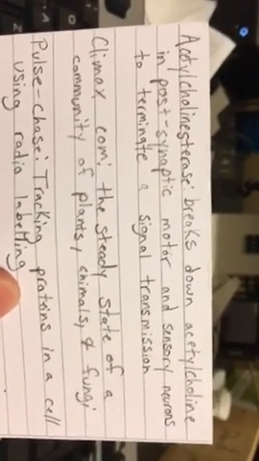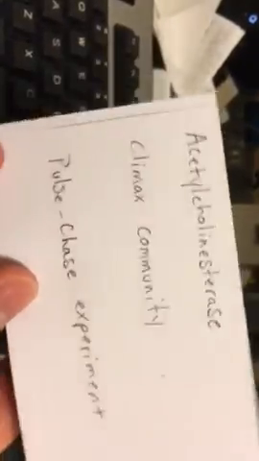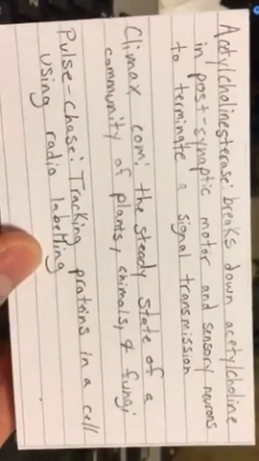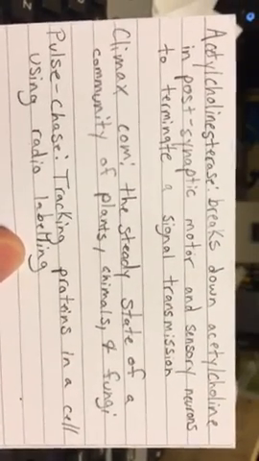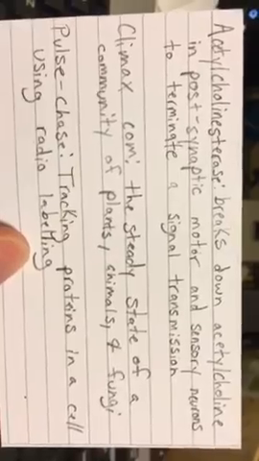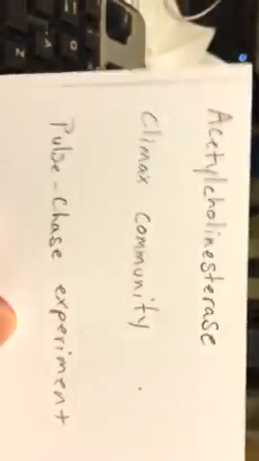Acetylcholine esterase. What does it do? Acetylcholine esterase breaks down acetylcholine in postsynaptic motor and sensory neurons to terminate a signal transmission. Climax community. The steady state of a community of plants, animals, and fungi. The pulse chase experiment, tracking proteins in a cell using radio labeling.